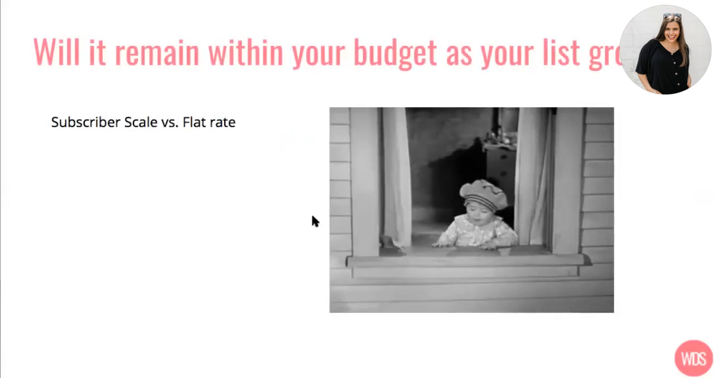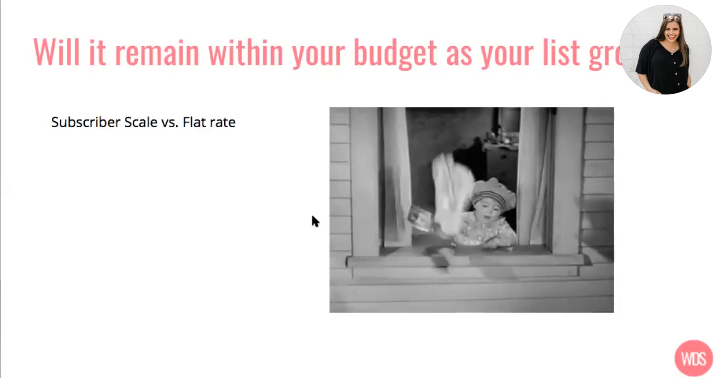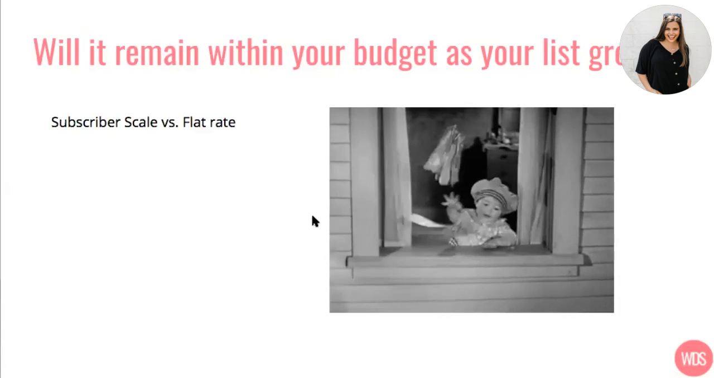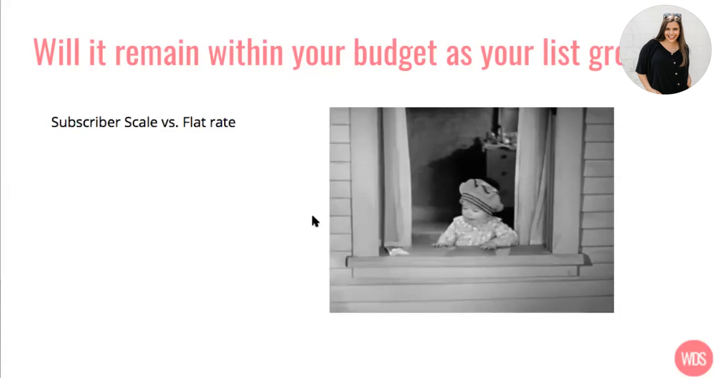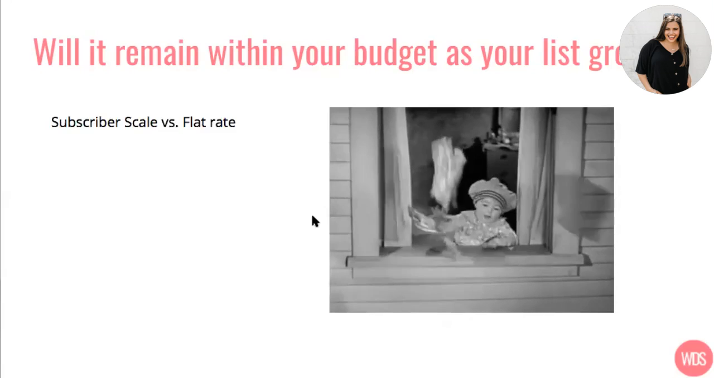All right, the last one is budget. Everyone's budget is going to be different, and how much money you spend is really up to you, but looking at a subscriber scale versus a flat rate is going to be really important. Most platforms are subscriber scale, so the more subscribers you get, the more money they're going to charge. So think ahead: how many people do I want on my list? How quickly do I think I'll hit that? How much money do I need to be bringing in to validate this business expense? That's a really important question to ask yourself.